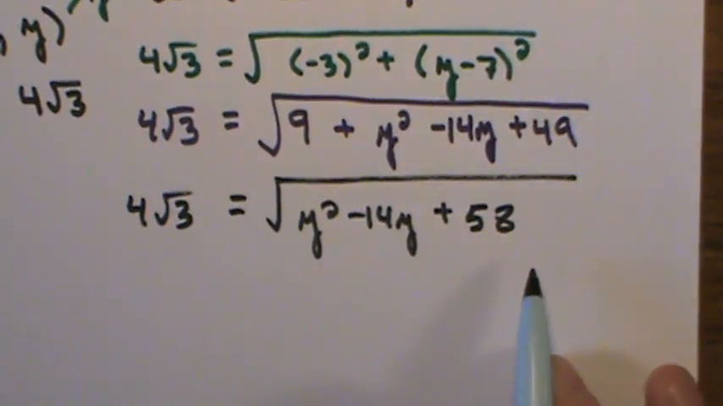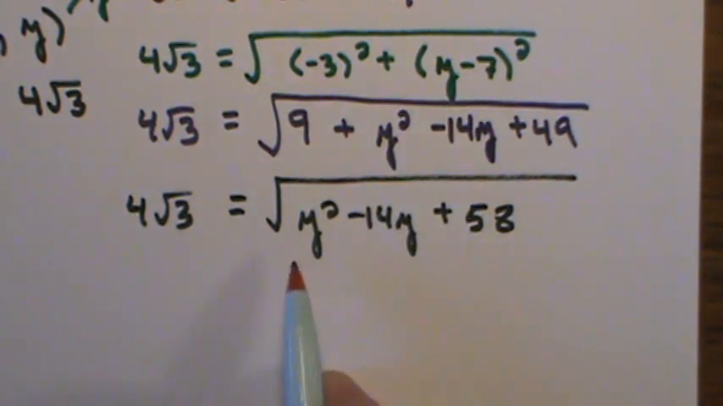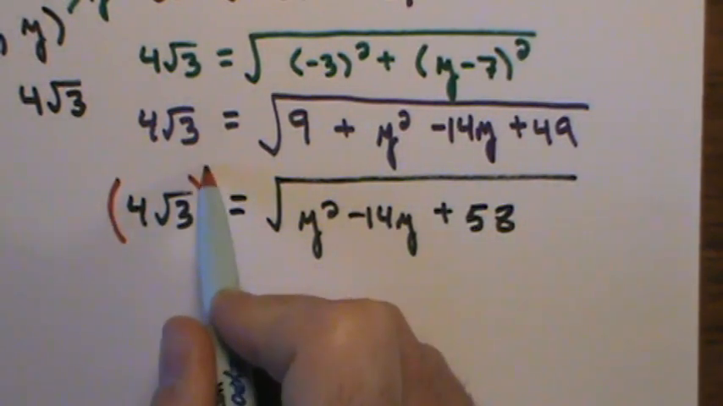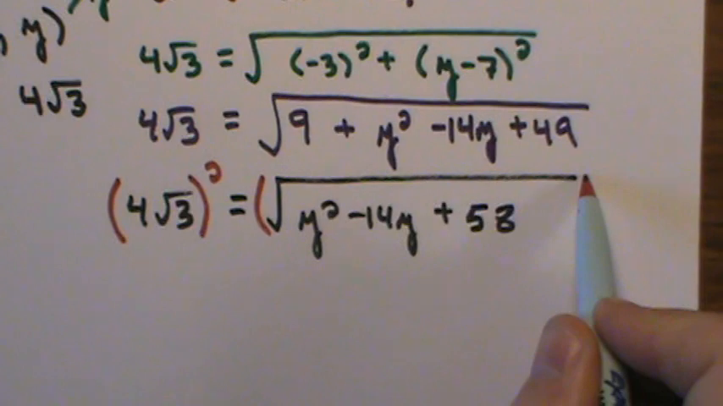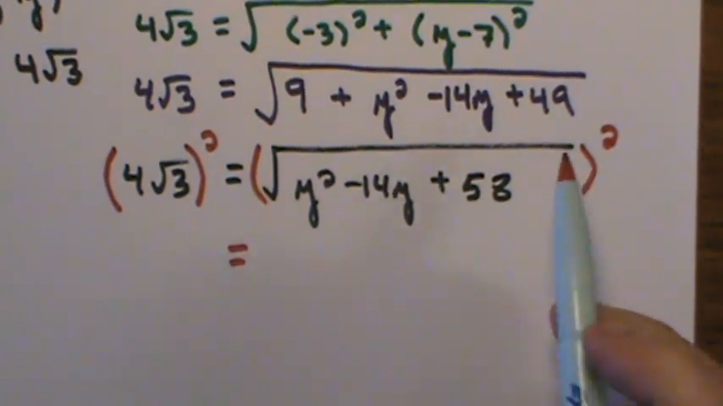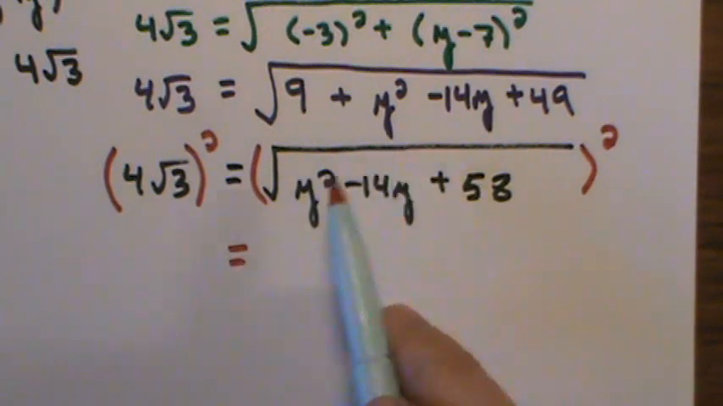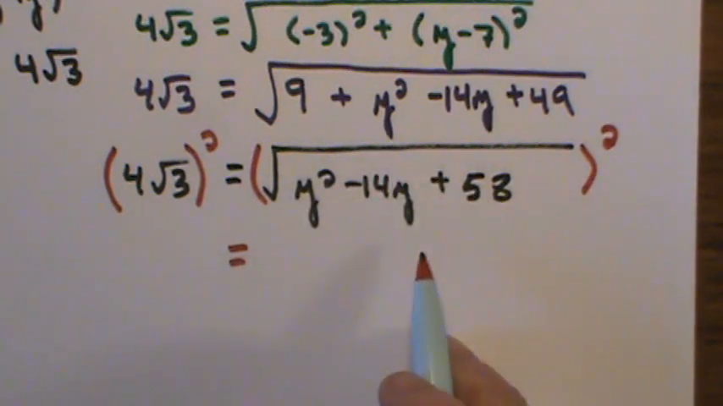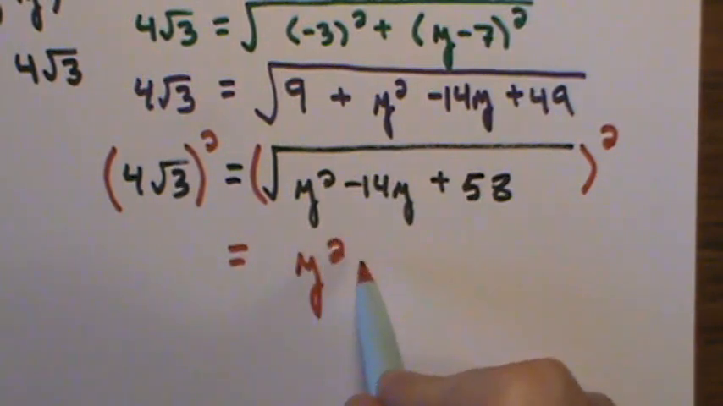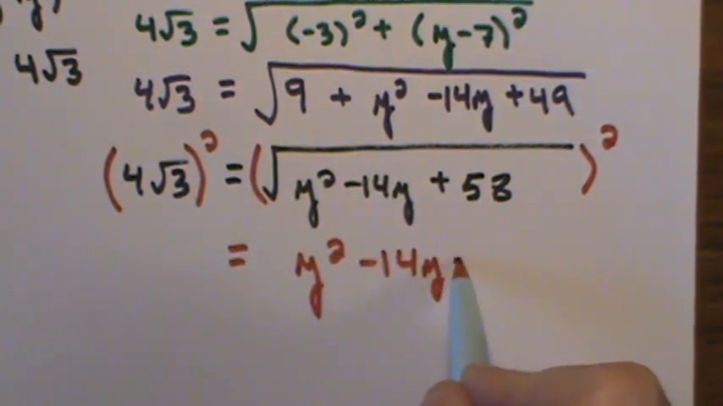On this step, I don't know what else to do. I'm stuck. And so I will have to square both sides. That way I can get this out from underneath the radical and actually work with this radicand. So I'm going to square both sides. As I explained in the last video, if you square a radical, what's underneath it just comes out. So on this right hand side, I will have y squared minus 14y plus 58.